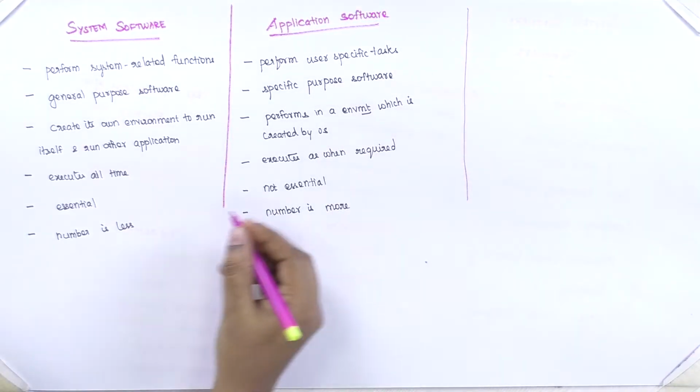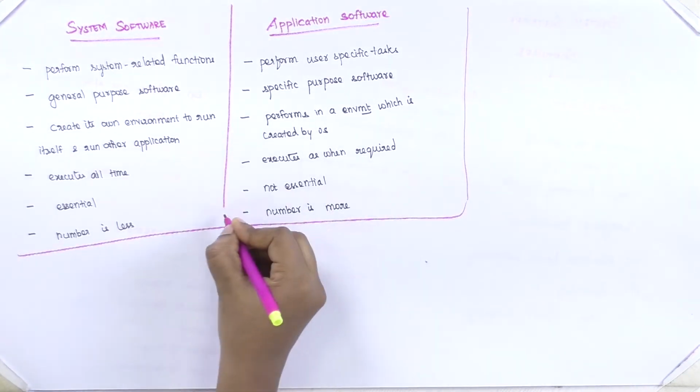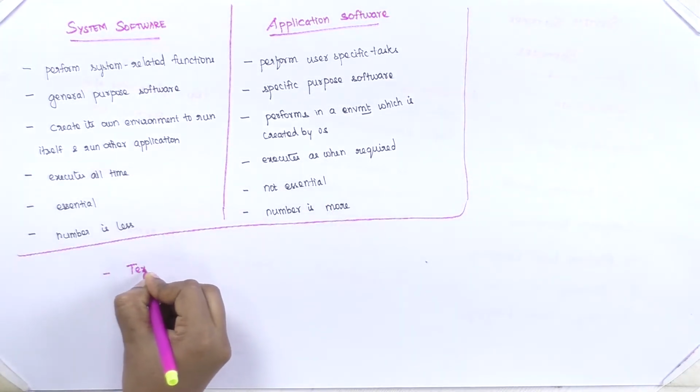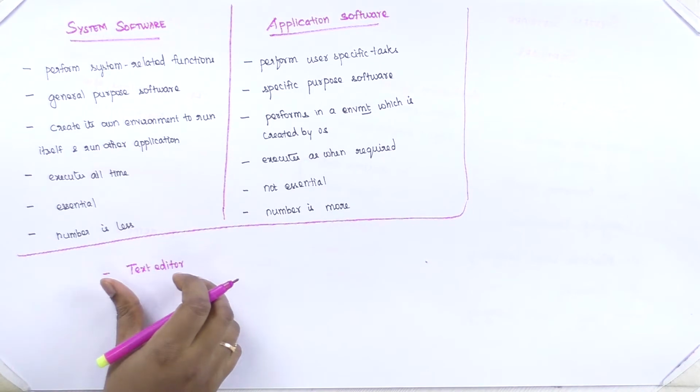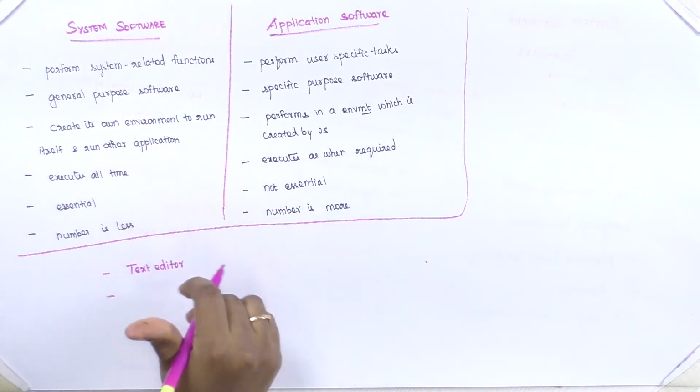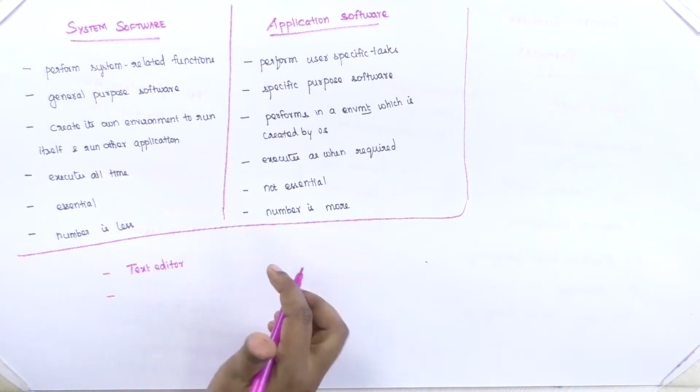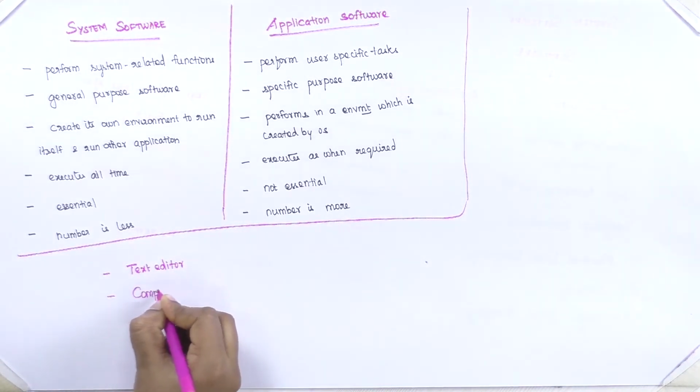Now let us see an example of how we write a C program, how it is executed, and what the system softwares related to the execution of a C program are. First, we will write a C program. We will be using an IDE to write it, so a text editor will be used to write a C program. The text editor is a system software. After writing the program, we will compile it. So the compiler is a system software.